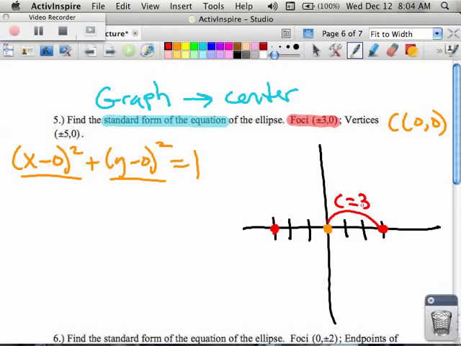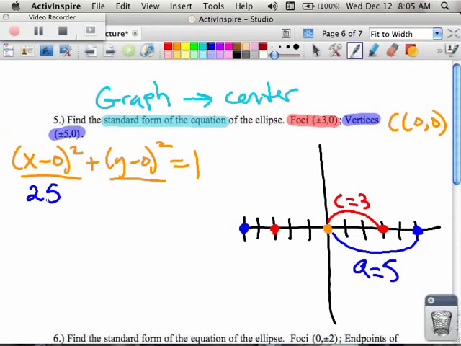The second piece of information that they give me is where my vertices are. Remember, your vertices lie along your major axis. So I know that my vertices are at plus or minus 5, 0. Or in other words, I have one vertex to the right there and one to the left. This distance right here is a, because it's along your major axis along with your foci, and that distance is 5. And remember, a squared goes along whatever the bigger thing is, or your major axis. Since it's the horizontal distance, 5 squared, or in other words 25, will go underneath your x thing.